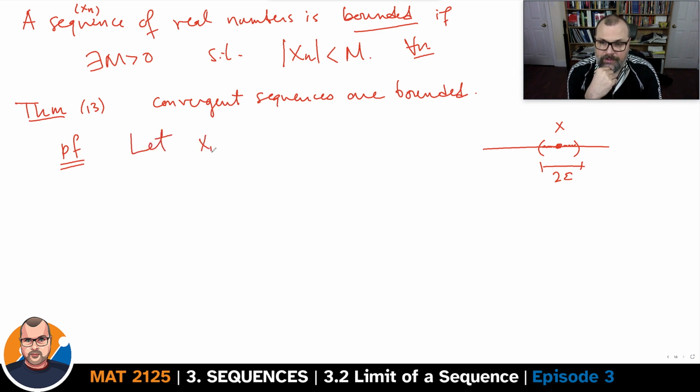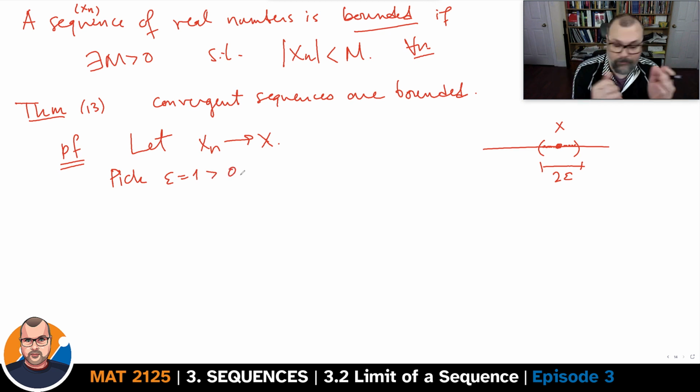Let's assume here that this sequence xn converges to x. We'll pick a specific value of epsilon, the value 1, which is larger than 0. You'll agree with it. Now, by definition of the limit, for every epsilon, we can find a threshold after which all of the points in the sequence are within epsilon from the limit. In particular, this is true if epsilon is equal to 1.